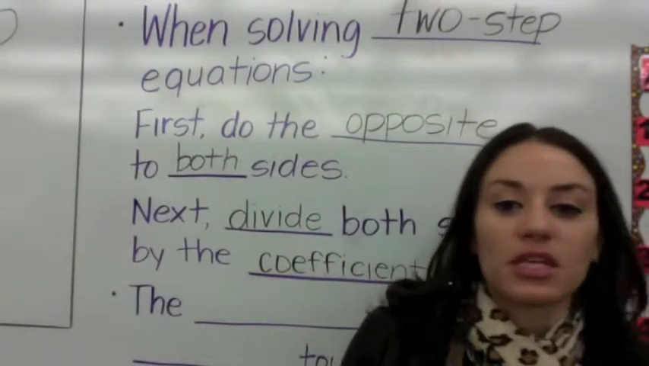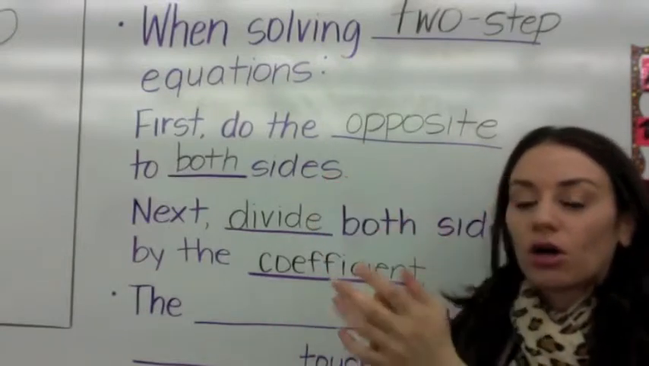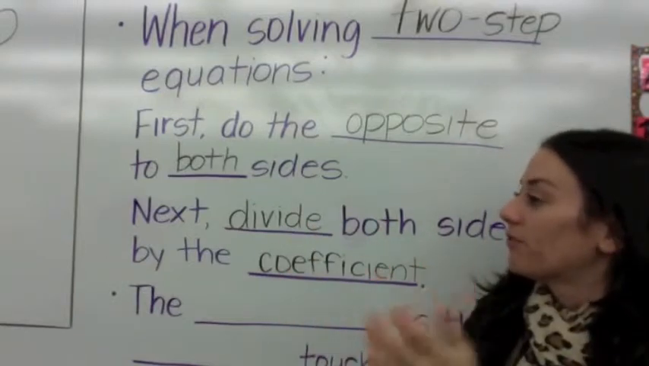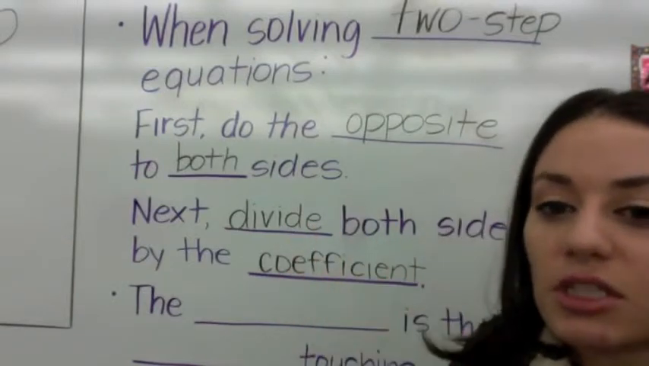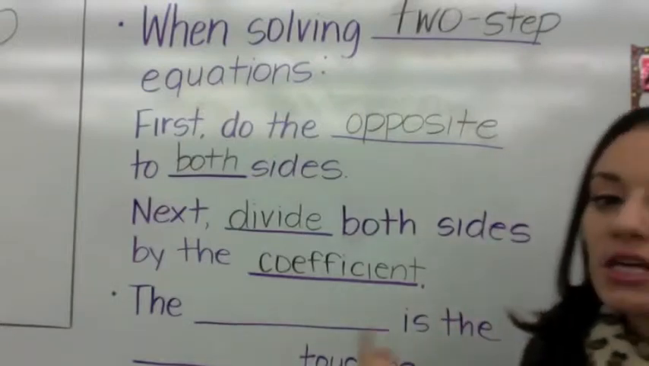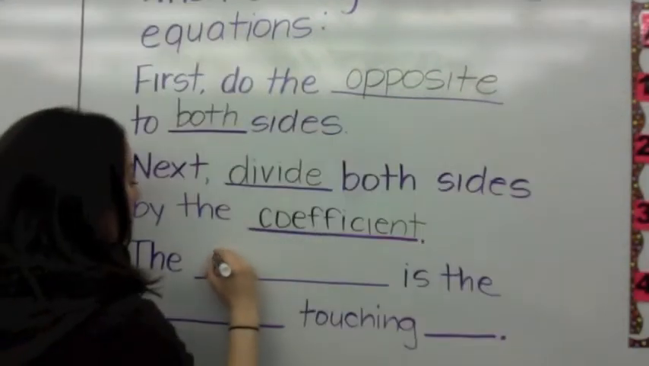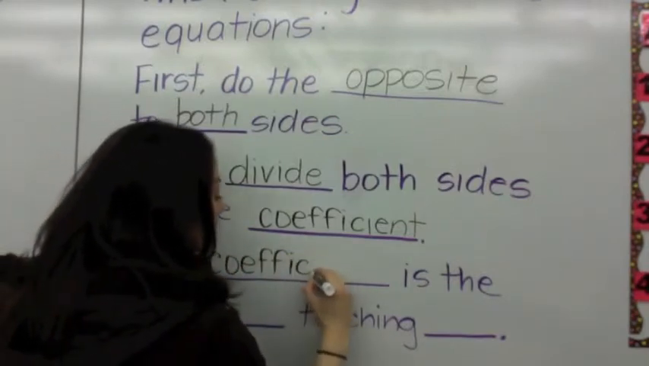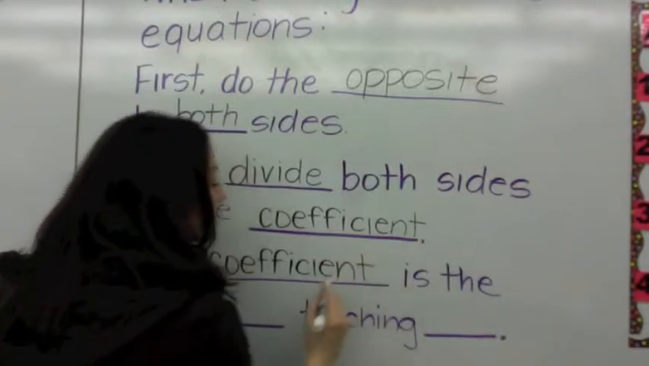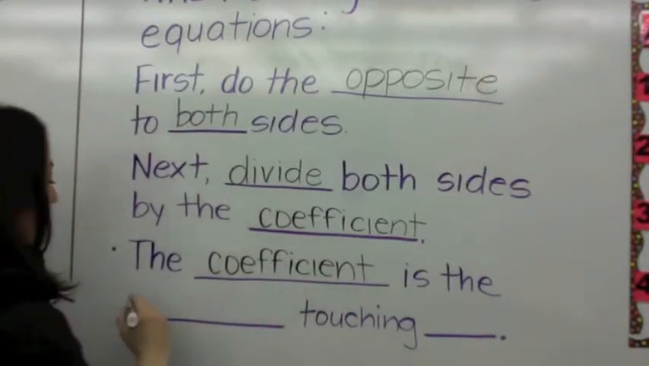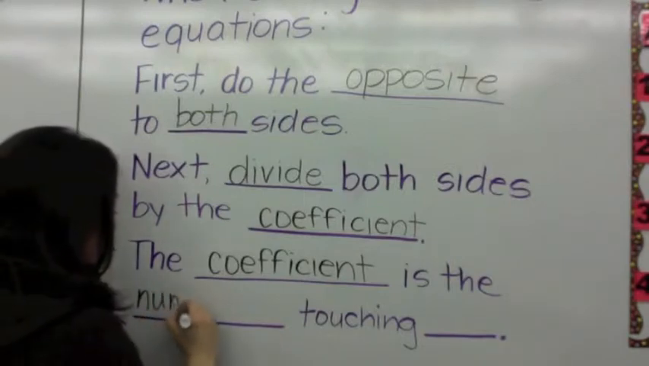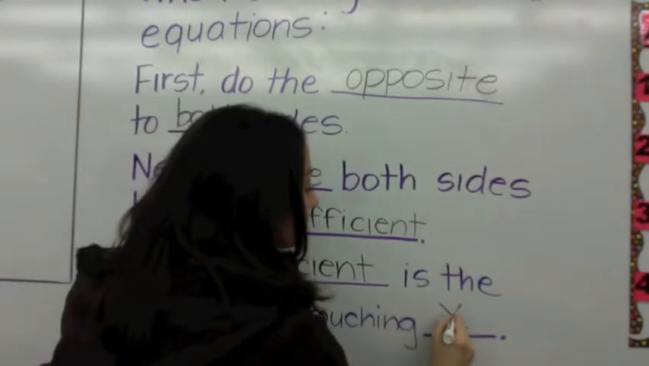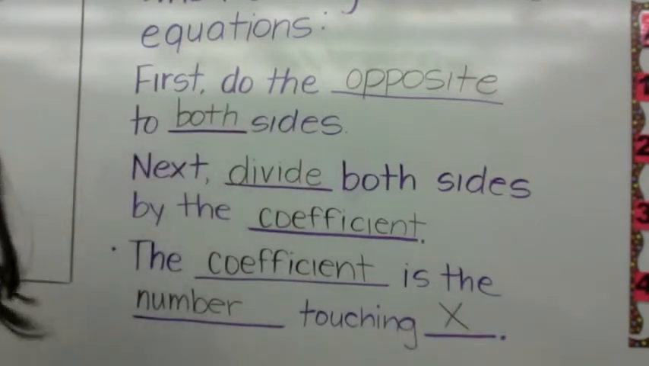We're going to clap the syllables in this word because it's a long word. Coefficient. Again. Coefficient. How many syllables? There's 4 syllables in that word. So we're going to write it again, and I'm going to tell you what the coefficient is. You're going to write the coefficient is the number touching x.